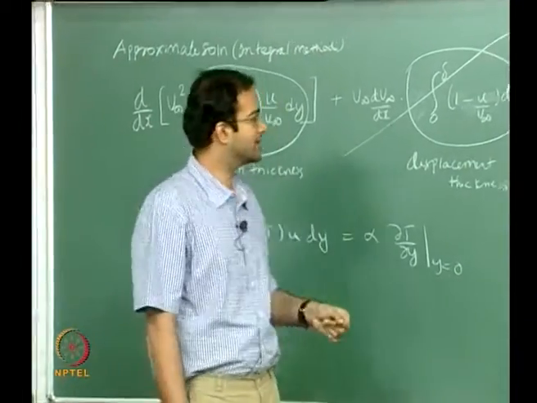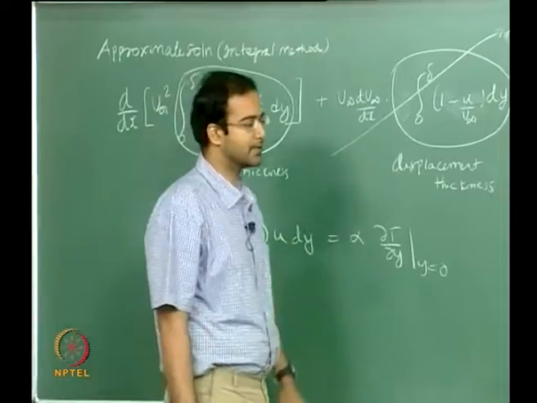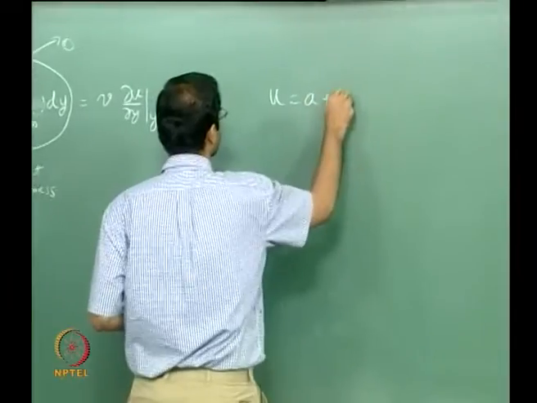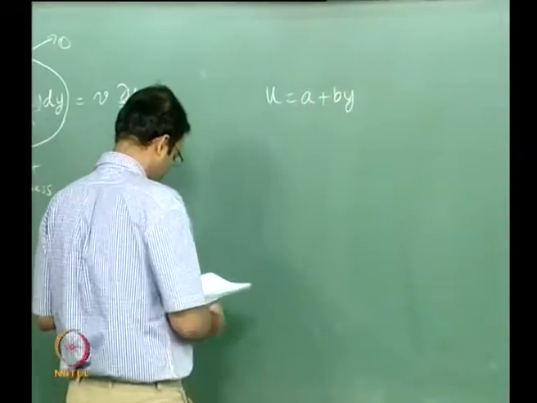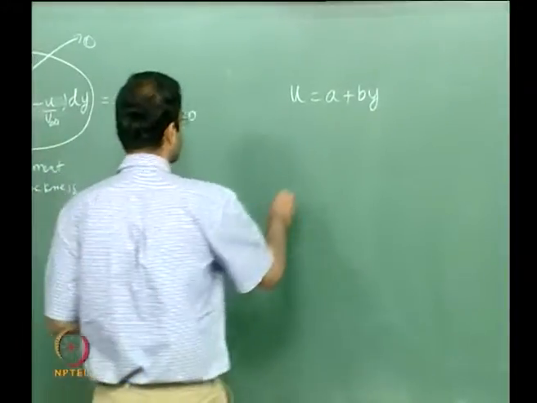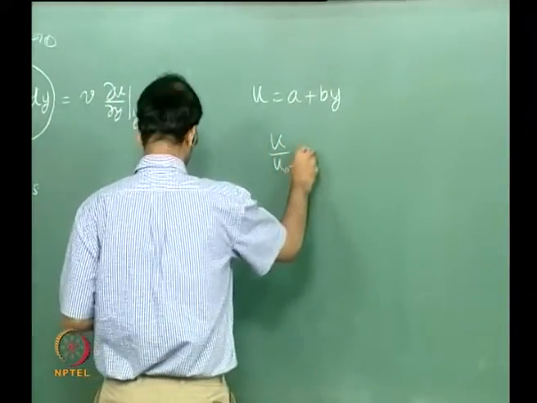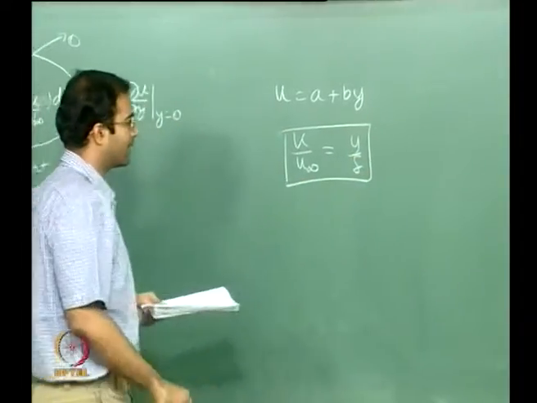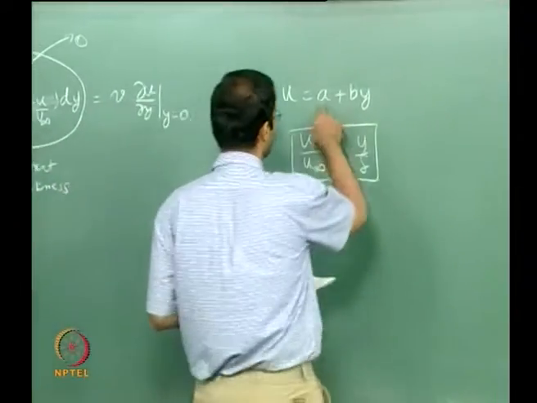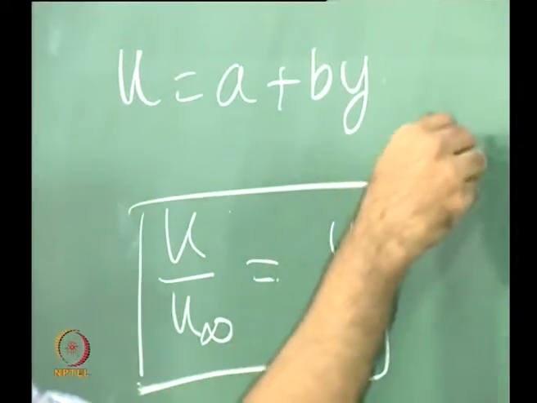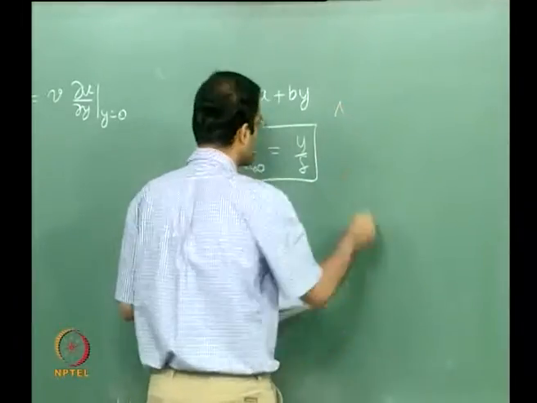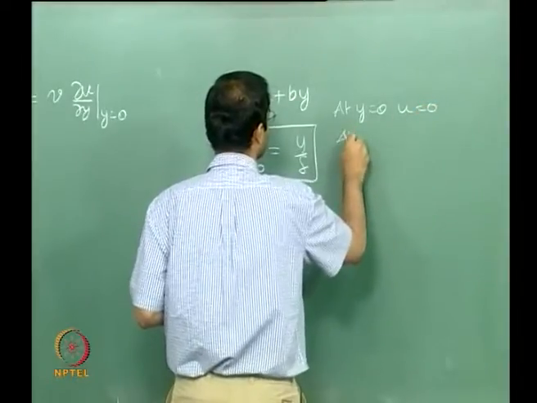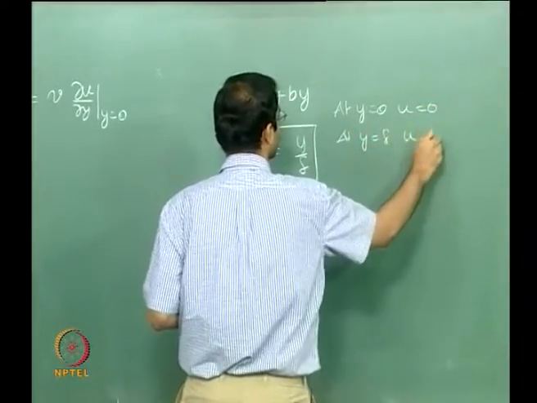And yesterday we did this for the flow problem. We guessed initially a linear profile, of the form u equal to a plus by, and finally when we plug in, the profile comes out very simply as u by u infinity equal to y by delta. We put boundary conditions to satisfy this particular profile and determine the constants a and b. That is, at y equal to 0, u equal to 0, and at y equal to delta, u equal to u infinity.